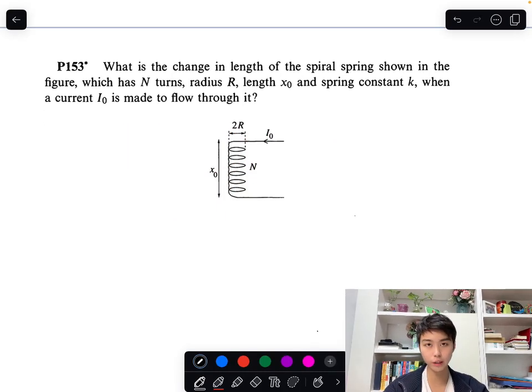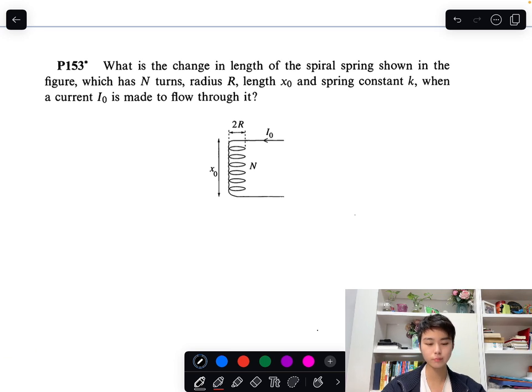Today I'll bring a very interesting problem associated with magnetic field. What is the changing length of the spiral spring down? In the figure, we have n turns, radius r, length x0, and spring constant k when a current I0 is made to flow through it.